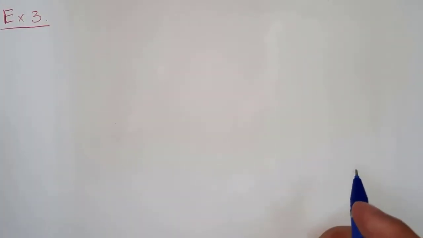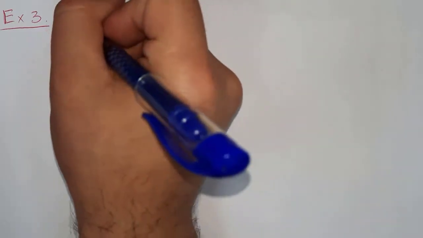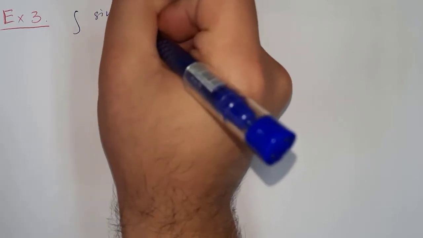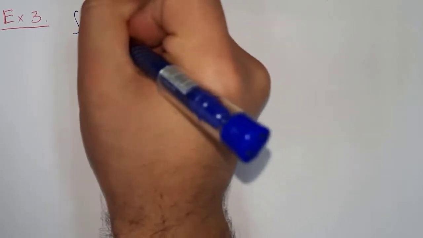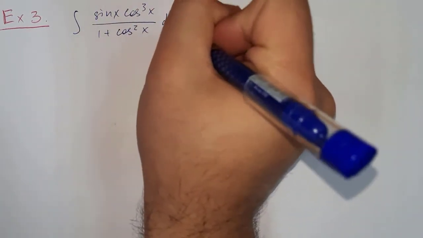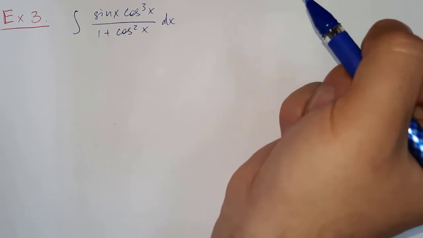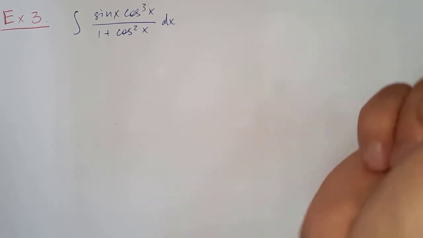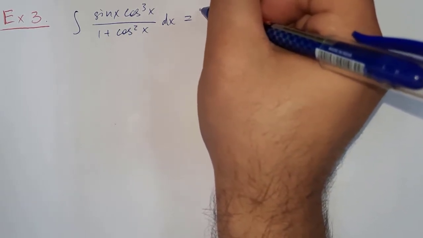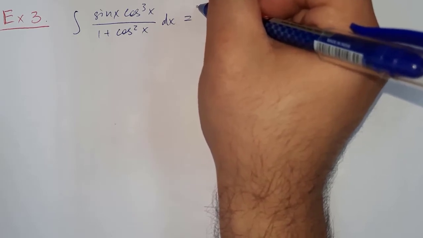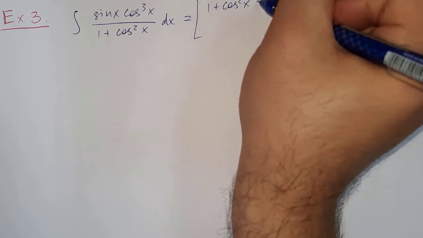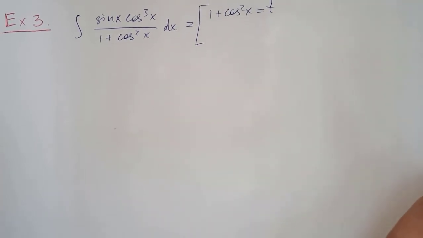And let's consider the next example. So here we have the integral of sine x times cosine cubed x over 1 plus cosine squared x, dx. So we need to find this integral. So here, again, we will use the change of variable, the method of substitution. Here, 1 plus cosine squared x, let us denote by t.